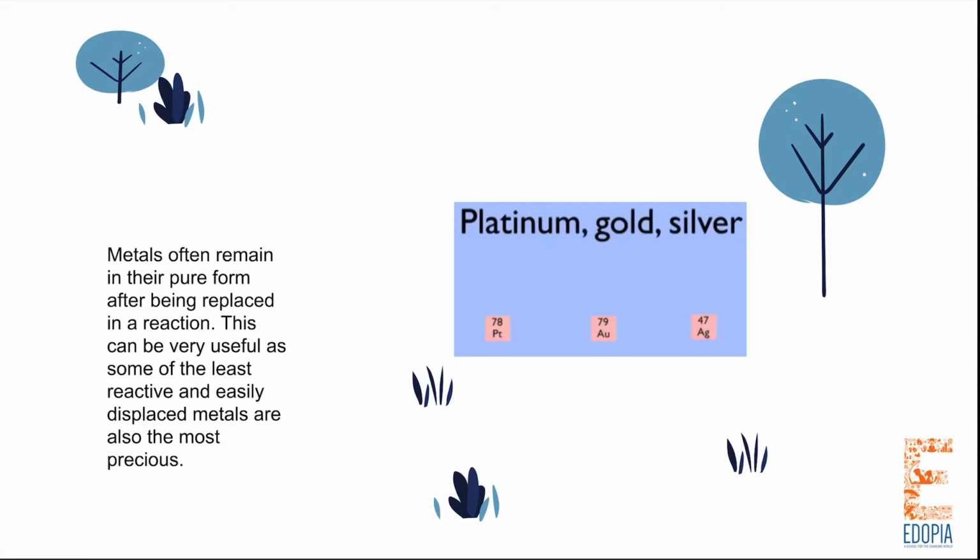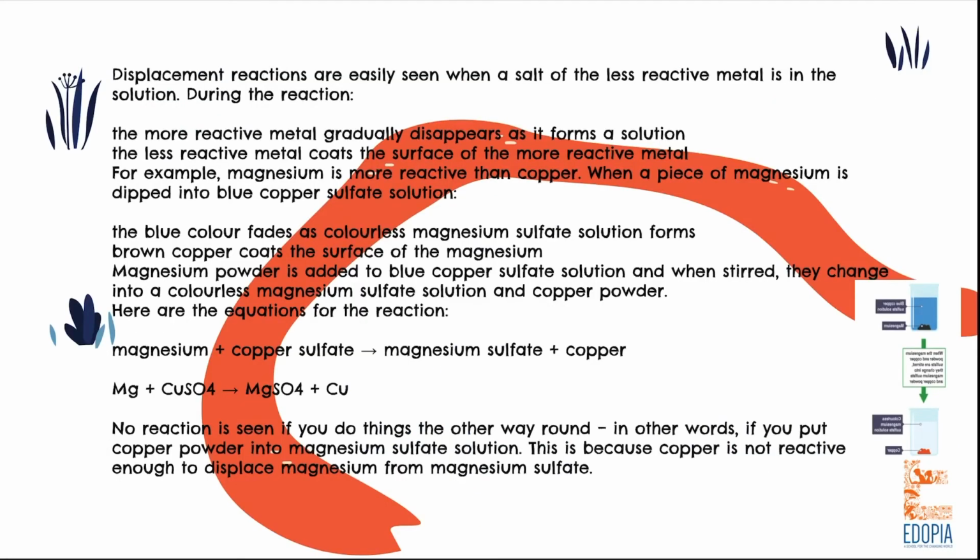This can actually be very useful, as some of the less reactive and easily displaceable metals are also the most precious ones, like platinum, gold and silver, and there can be value in displacing these from their ionic compounds or solutions. Displacement reactions are often best studied by solution chemistry. During the reaction, you get to see that the more reactive metal gradually disappears as it forms a solution, and the less reactive metal coats the surface of the more reactive metal.